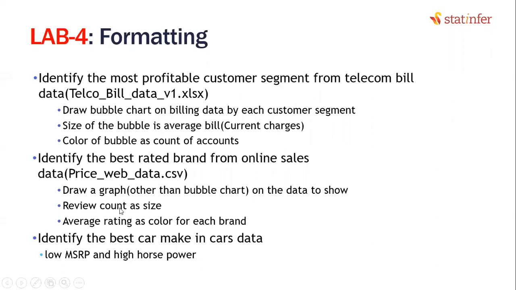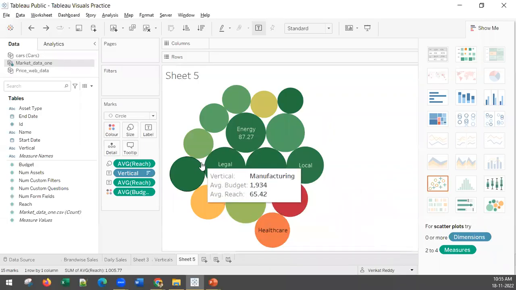Best rated brand means review count also should be high, average ratings also should be high. Identify the best car in the cars data. MSRP should be low and horsepower should be high. So try to do this formatting and try to use either a bubble chart or tree chart to achieve those results.